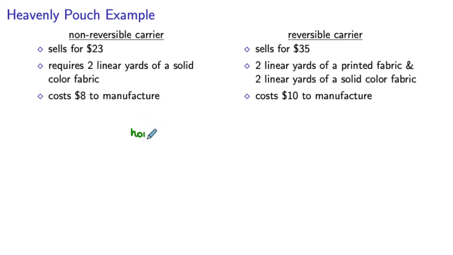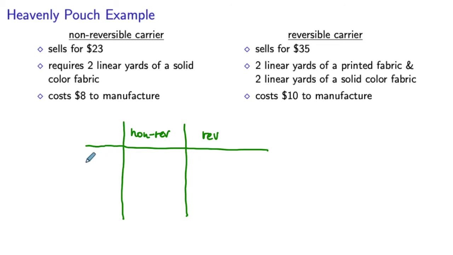So we have non-reversible carrier and then reversible carrier. So these are our products. Here we'll have the price. $23 for non-reversible and $35 for reversible. Then for the resources we have solid color fabrics and we have the printed fabrics. So here I'll have a row for solid fabric.